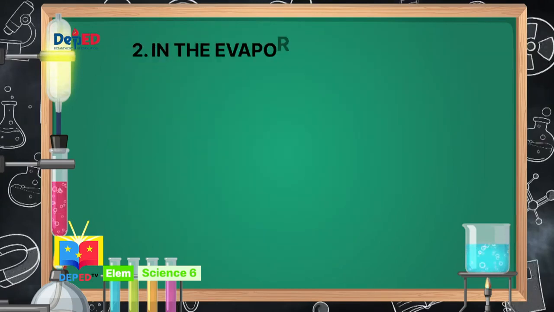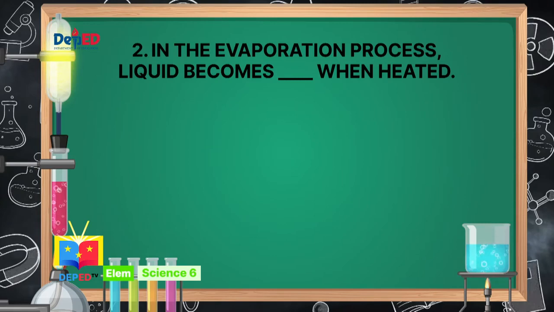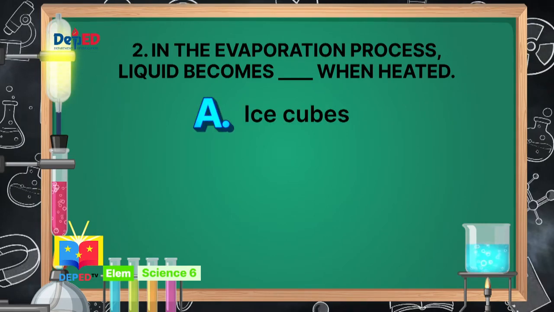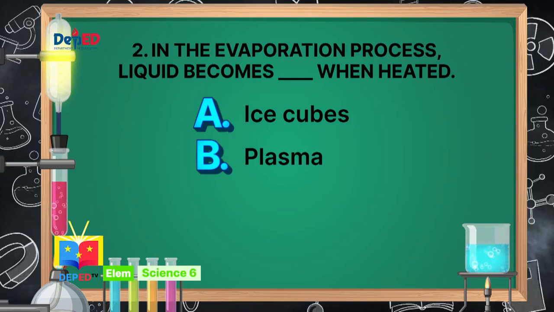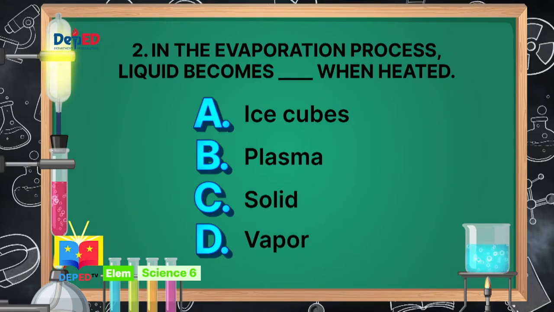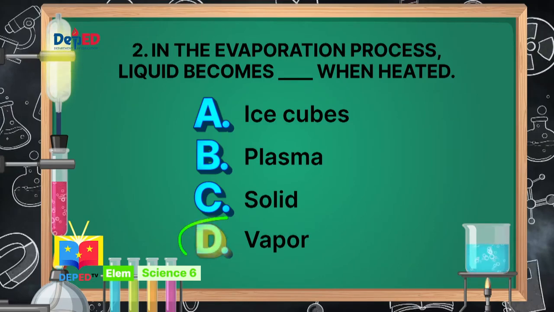Evaporation. Number 2. In the evaporation process, liquid becomes blank when heated. A. Ice cubes. B. Plasma. C. Solid. Or D. Vapor. The correct answer is letter D.